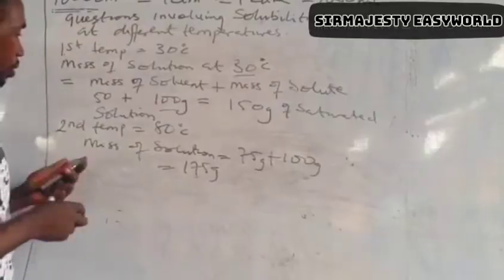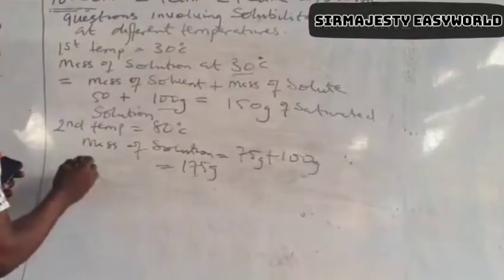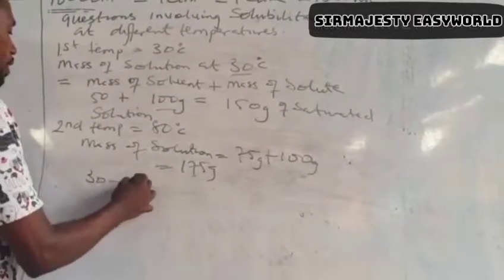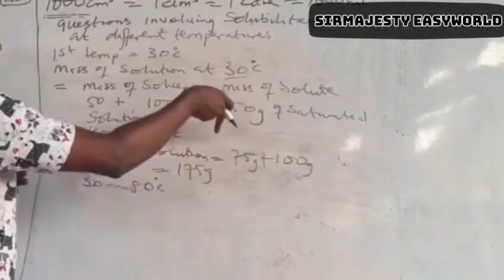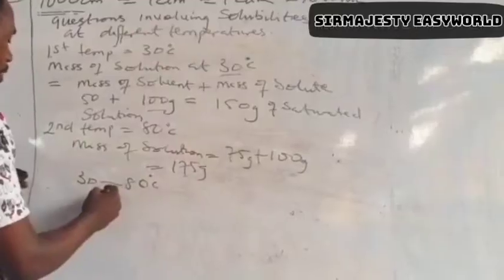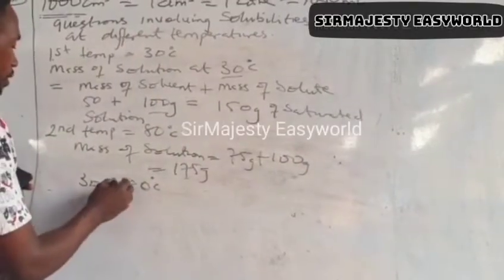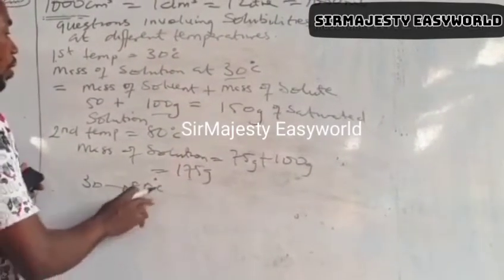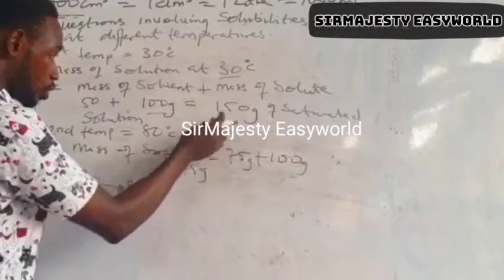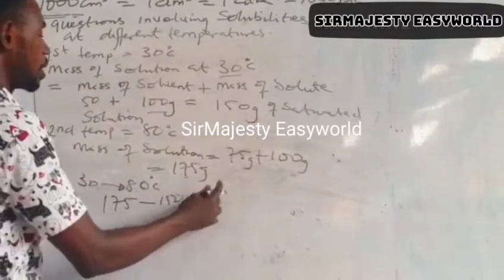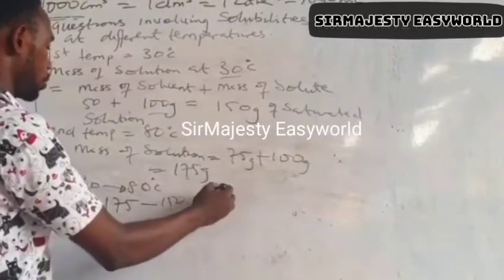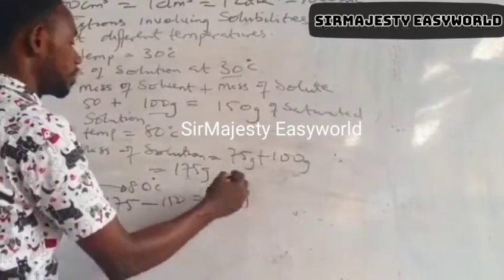Then it shows that when you raise 30 to 80 degrees Celsius, it means that there will be extra dissolution. How do you get that? You now have that this is raising, not minus. Your job is just to use the higher one to minus the lower one. So what we have, 175 minus 150. So the extra mass consumed is automatically 25 grams.